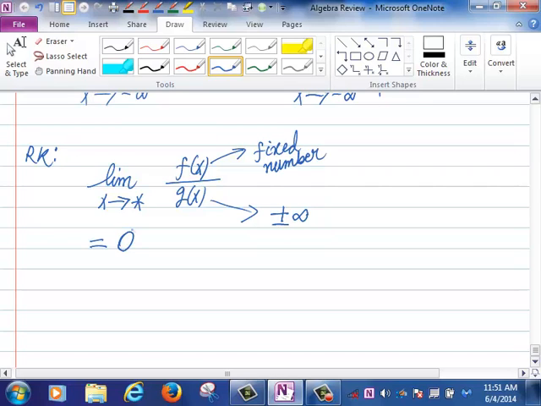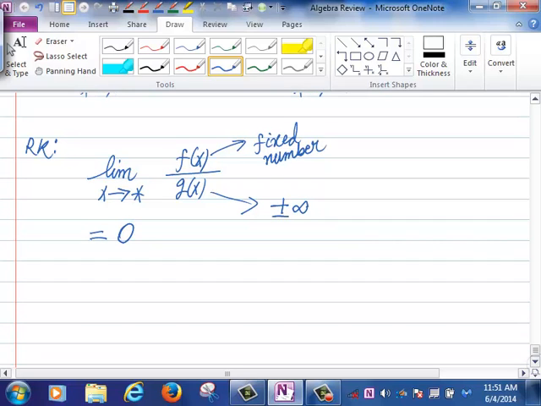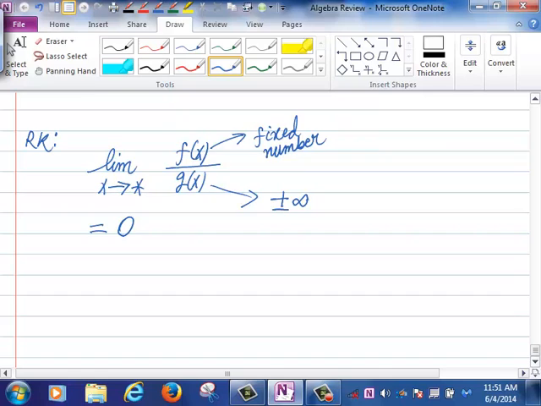So remember, when I had 1 over x, basically the limit of 1 is 1, the limit of x is infinity, so 1 over that goes to 0. Okay? I'm going to do examples. This will be made clear.